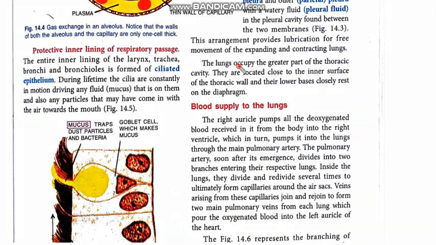And the lungs occupy the greater part of the thoracic cavity. Thoracic cavity is the chest cavity, okay, the cavity above the diaphragm. So now this is the location of the lung. They are located close to the inner surface of the thoracic wall, and the lower bases closely rest at the diaphragm, okay. So blood supply is the last topic for today's class.